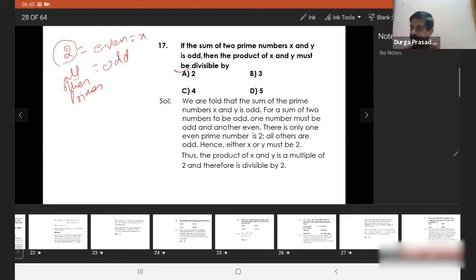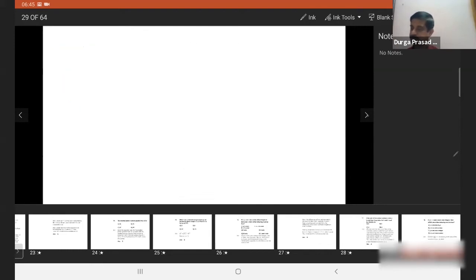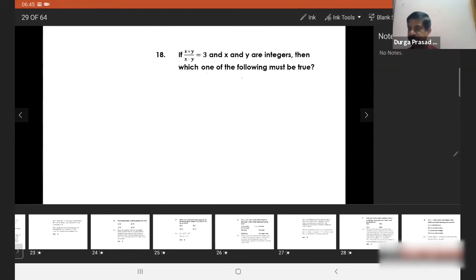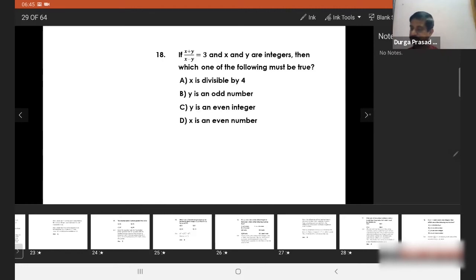Completed. Let us go to the next question. So look at this. If (x plus y) by (x minus y) equals 3 and x and y are integers, then which one of the following must be true? x is divisible by 4, he says. y is an odd number. y is an even integer. x is an even number.